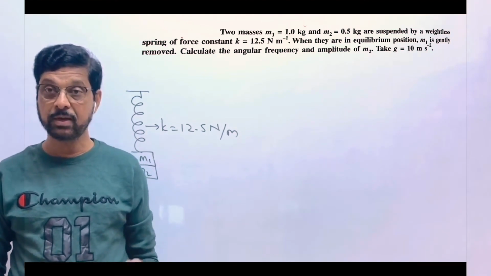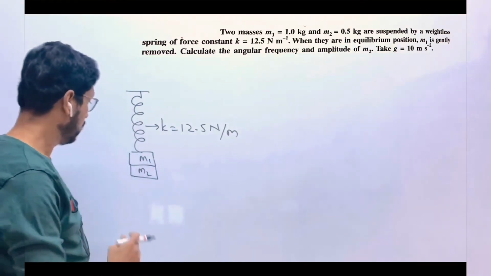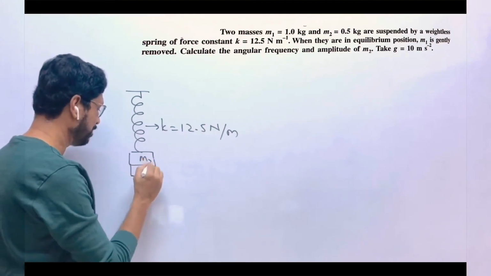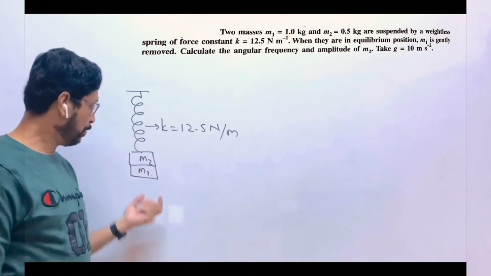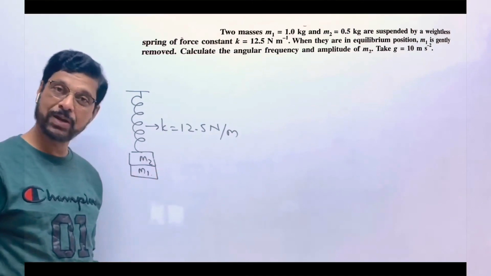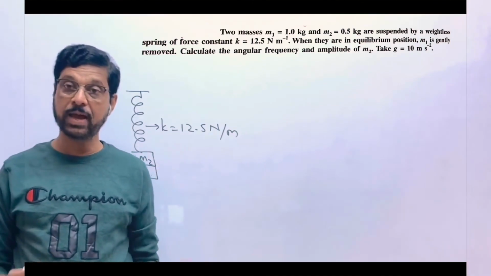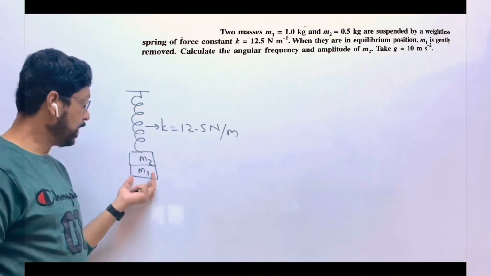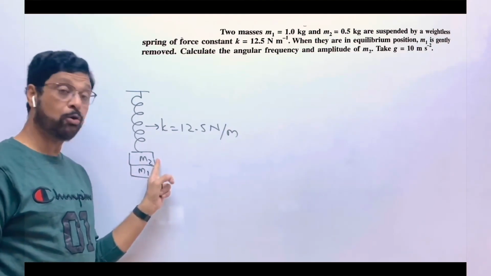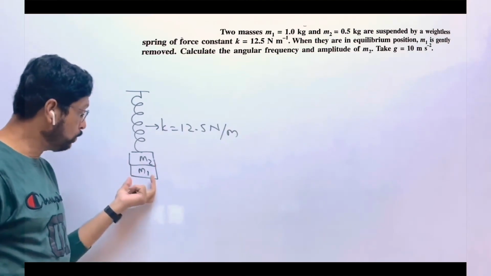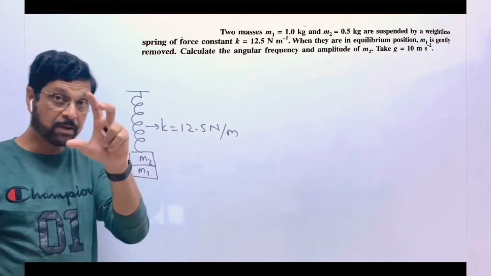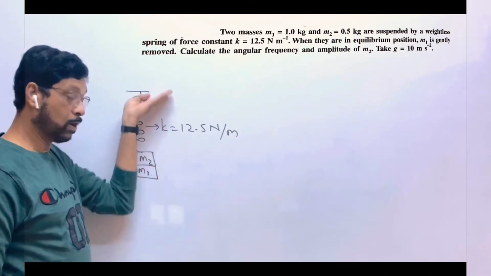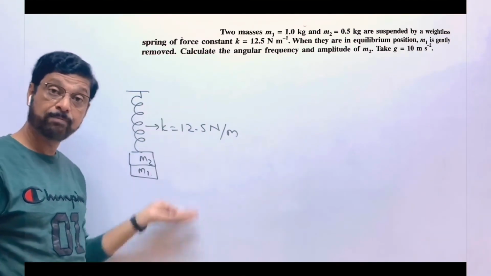When they are in equilibrium, M1 is gently removed. Okay, अब ऐसे निकाल नहीं पाएंगे हम, तो ऊपर M2 लगाते हैं, नीचे M1 लगाते हैं. What is done? M1 is gently removed. Calculate the angular frequency and amplitude of M2. When M1 is taken out, there is now only M2. And when you take out M1, that much weight is reduced. So due to that, the spring or the block M2 will start oscillating.